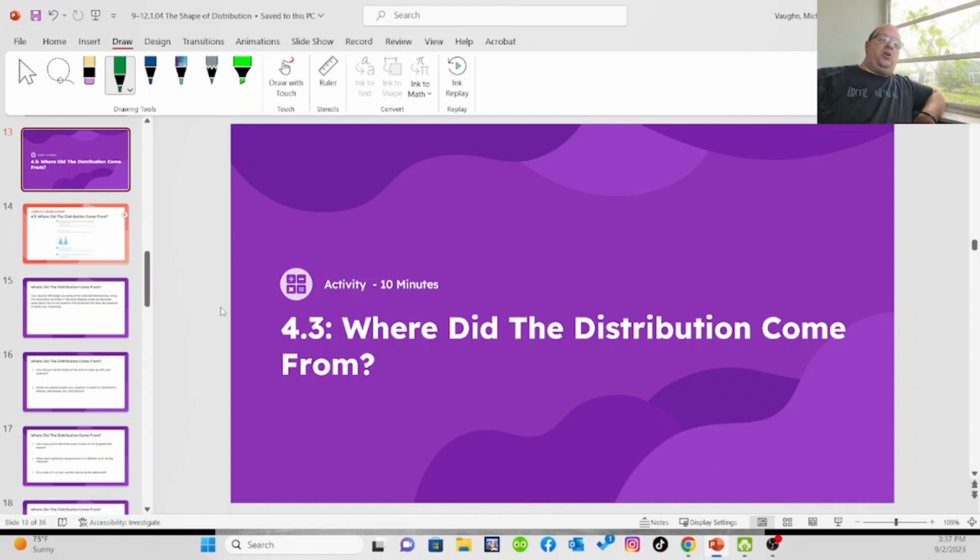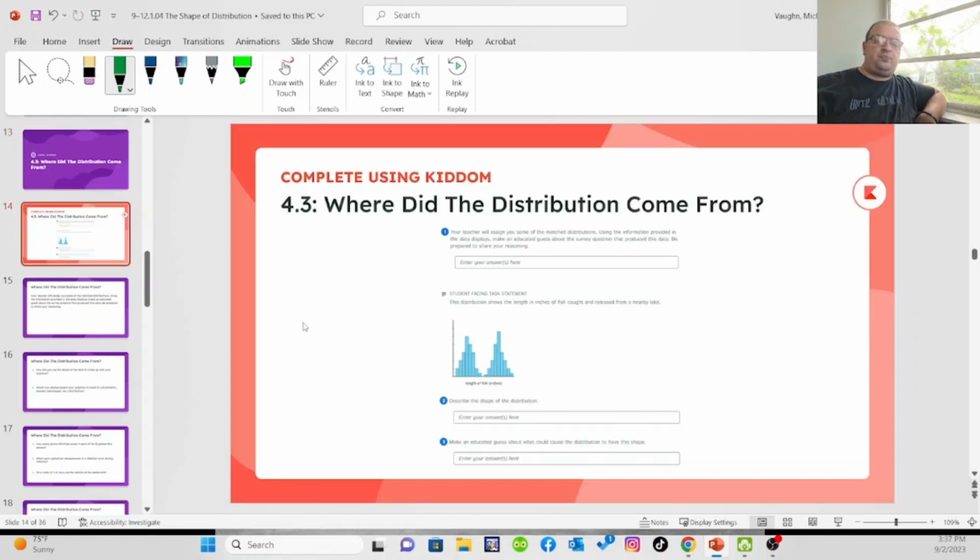So we're going to take about 10 minutes to work on this activity. Again, you can do this on the Kidum website. You can go to the whiteboards. You can do it in a workbook at your desk, whichever way you're most comfortable with, as long as you are participating in the activity.